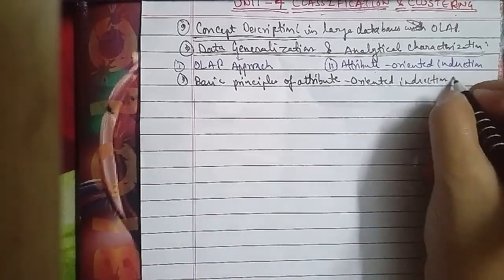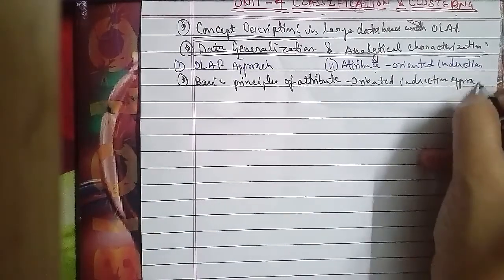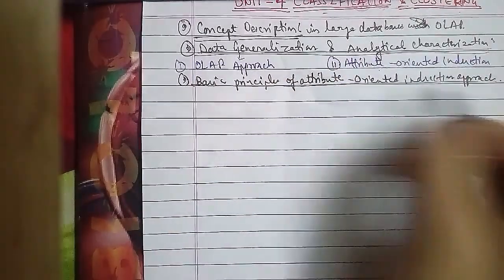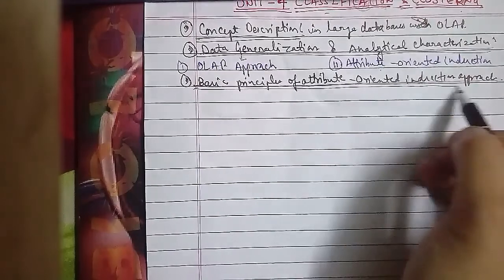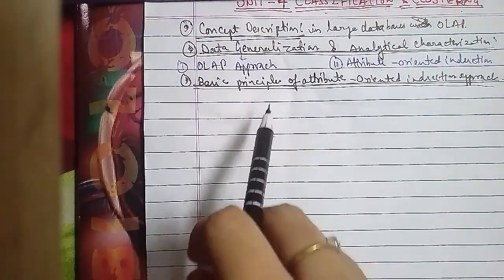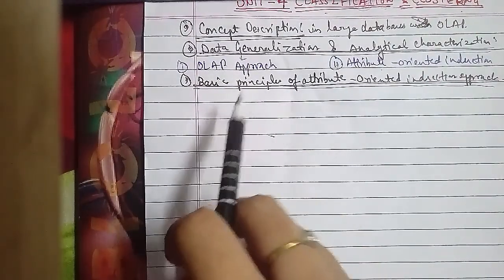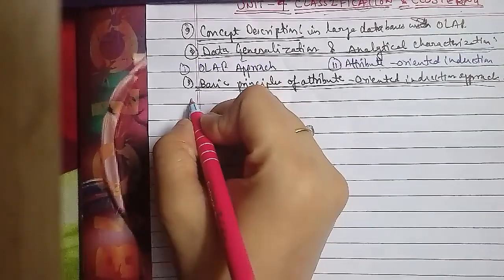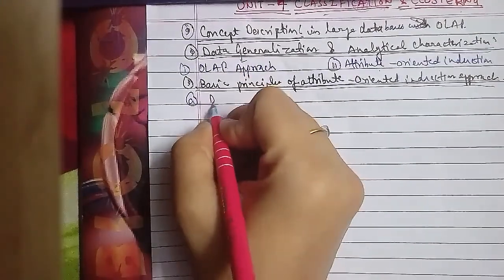And here, in reference to the principles of the attribute-oriented induction approach, the first we have is data focusing. In terms of data focusing, the data should be task related, including the dimensions and the results in the initial relation.